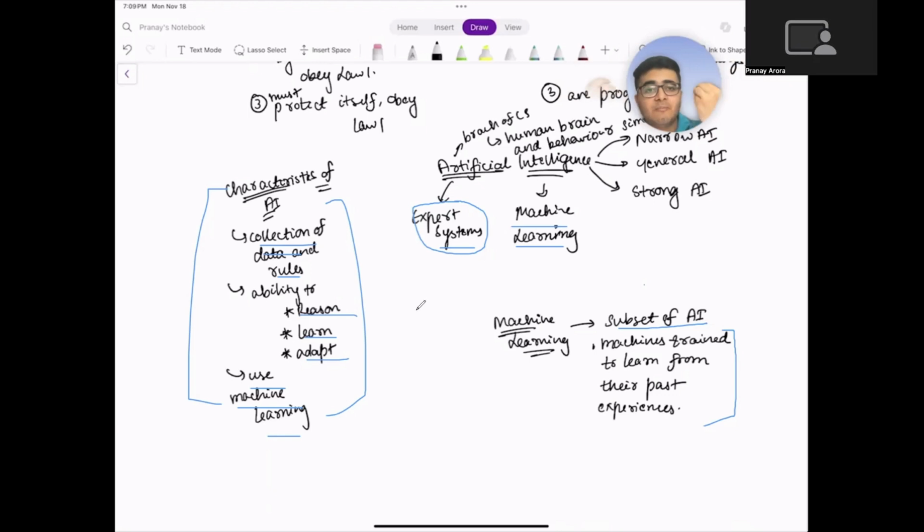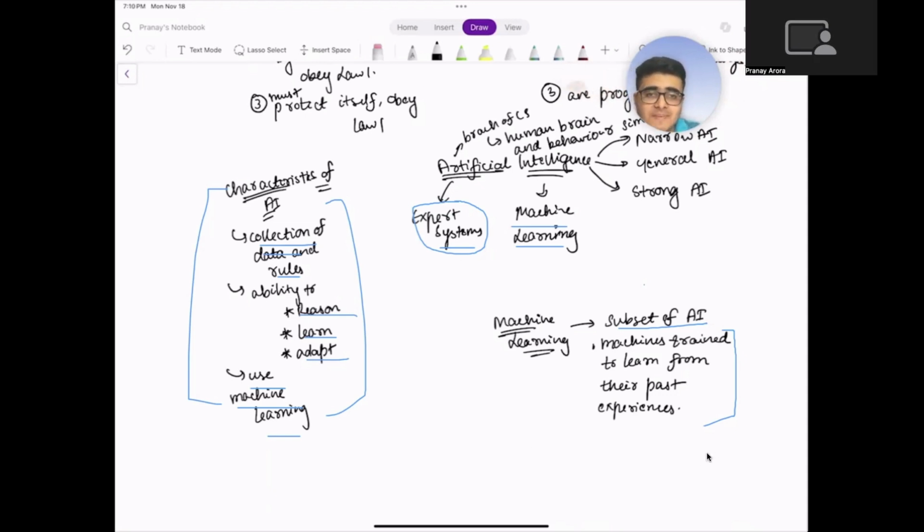Whereas humans have emotions, humans have a lot of things which is done with AI, right? So the aim of AI is to build a brain like a human, whereas machine learning is a part of AI which aims to make machines learn from their past experiences, right?